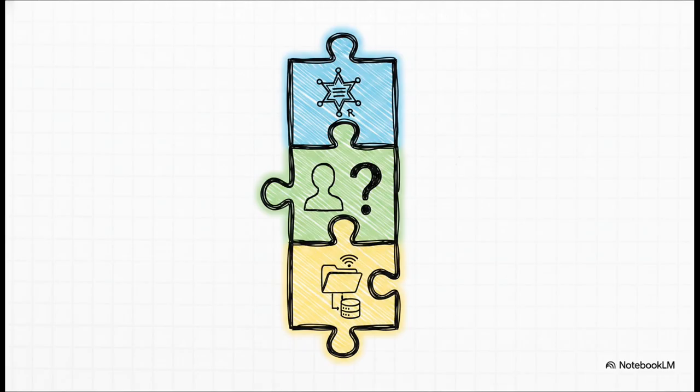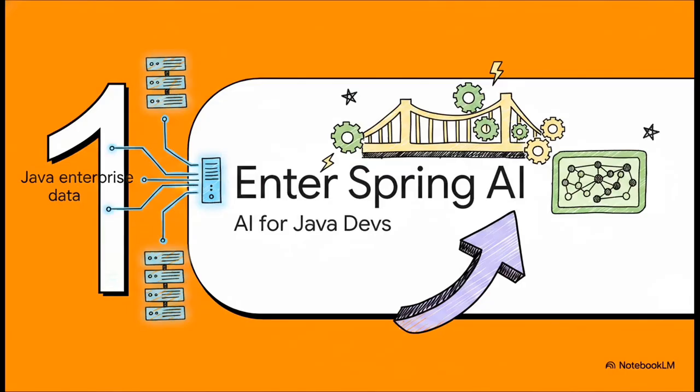Second is the user message, which is just the actual question you're asking. And third is the context. This context section, this is our secret weapon. This is the exact space where we're eventually going to inject our private, highly relevant enterprise documents so the AI actually knows what we're talking about. Which brings us to Section 1.